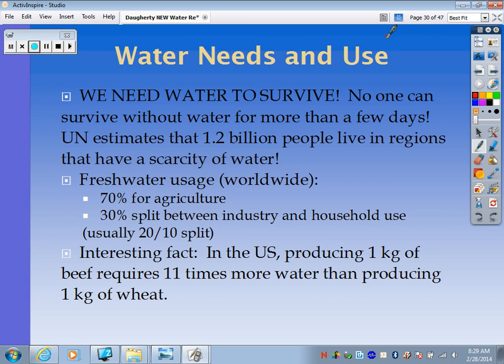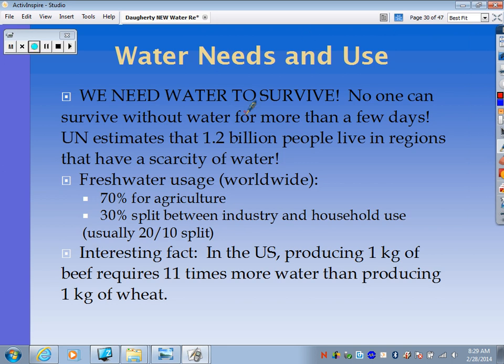Okay, water needs and uses. Obviously we need water to survive. It says no one can survive without water for more than a few days. So, depending on your body composition, you can survive without food for maybe weeks, maybe. But water, you can't survive for more than a few days without water. It says the UN estimates that 1.2 billion people live in regions that have a scarcity of water. And we talked about that with our last notes.